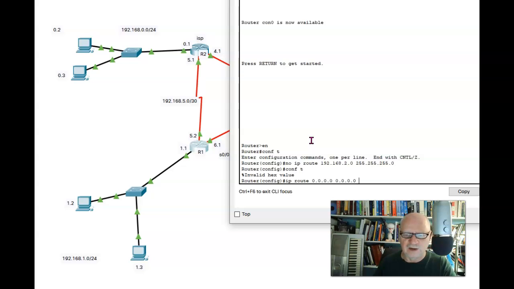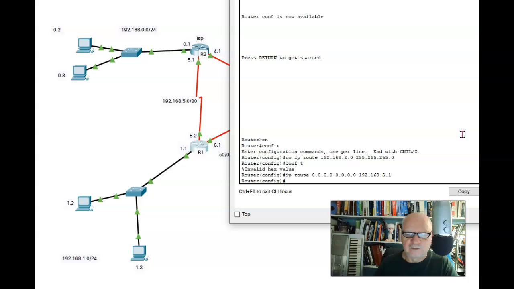And now I'm going to say, well, where am I going to send traffic? By the way, if you think about it, if 255.255.255.255 means one single address, 0.0.0.0 means any address. So starting with 0, any address from 0 to 255 in any of those octets. So now I'm going to say, well, send that to 5.1 up here. So 192.168.5.1. My default route is set.